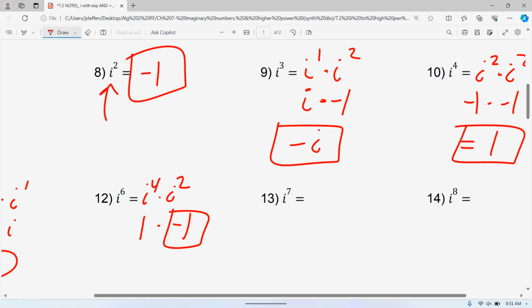You guys are probably ahead of me. You probably understand this, or you probably know where this is going. So i to the seventh is the same thing as i to the fourth times i to the third. I to the fourth is just 1. So really, i to the seventh is the same thing as i to the third, because we take out 4 of them, it's just a 1, and 3 are left. So that i to the third was -i, so that's your answer for that one.